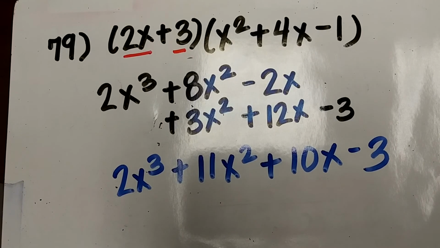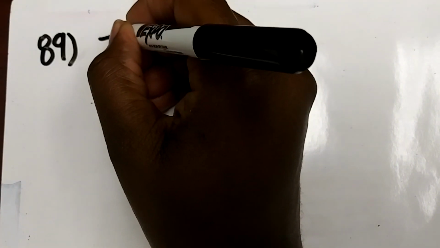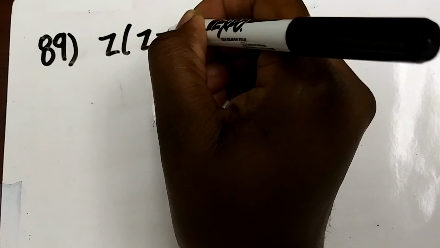Let's look at number 89. Number 89 says solve each equation. So on 89, first of all, how do I know that this is an equation? I know that 89 is an equation because I see an equal sign.